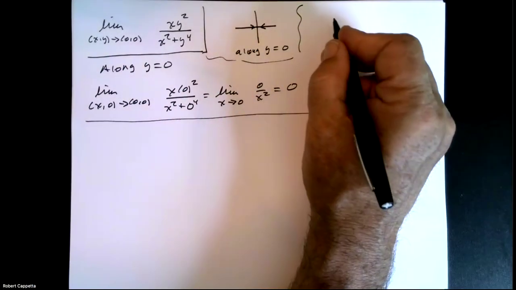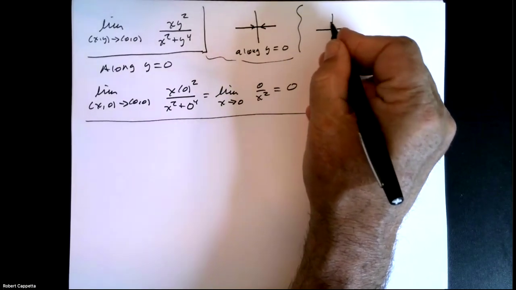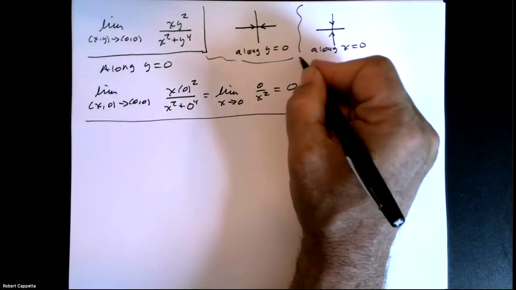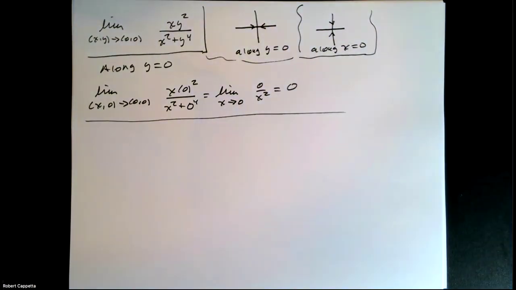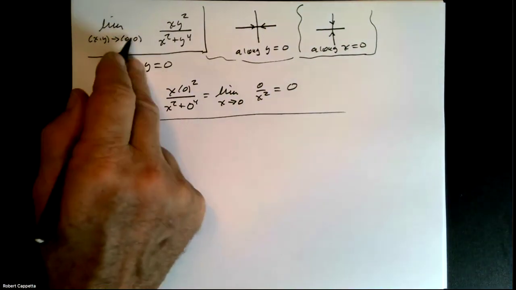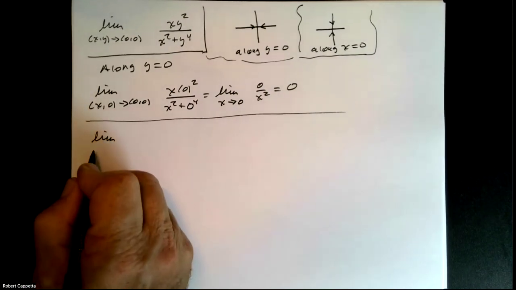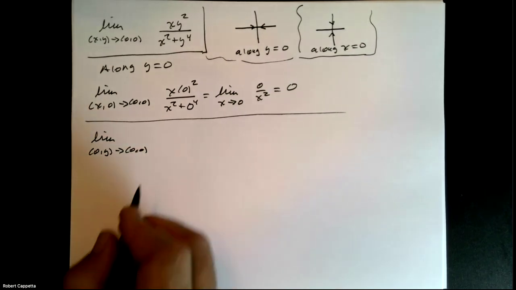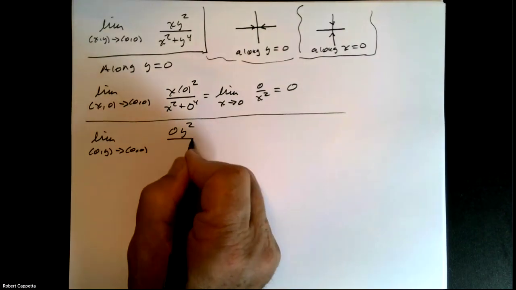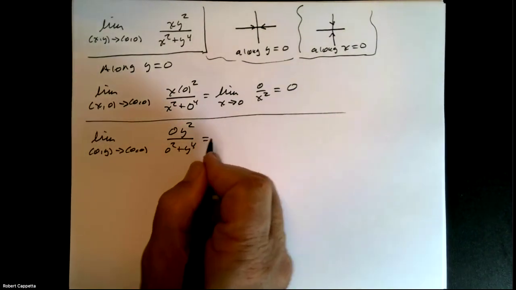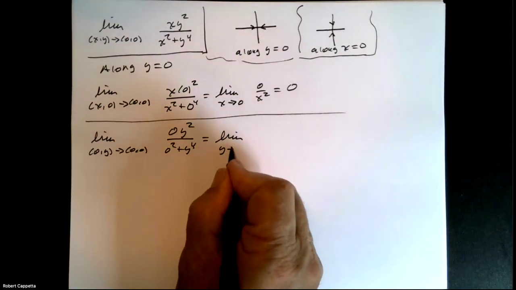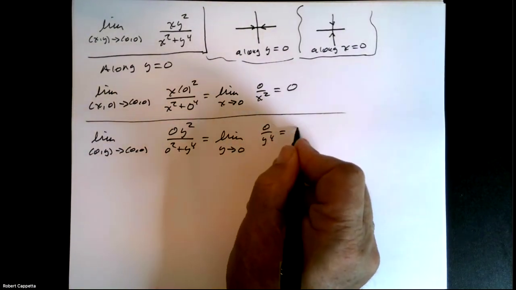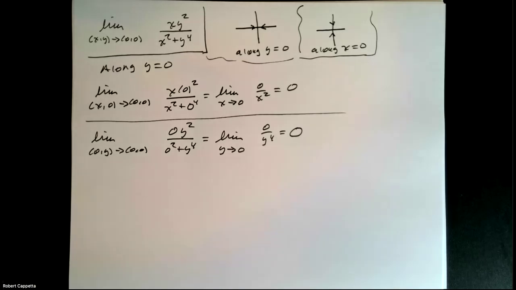Now my next path is going to be along the line x equals 0. If I'm going along the line x equals 0, then I replace all the x's with 0. So going back to my original, it'll be the limit as (0, y) approaches (0, 0). Replace all of the x's with zeros, so that's 0 times y squared over 0 squared plus y to the fourth, which is the limit as y goes to 0 of 0 over y to the fourth, which equals 0.